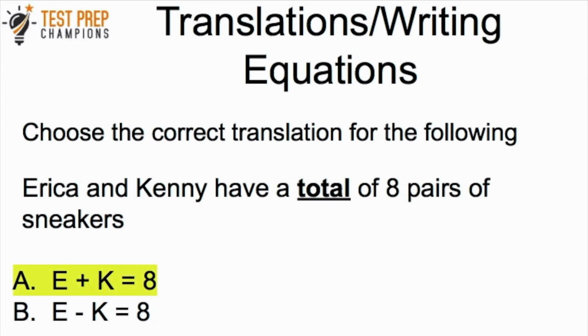So here we would do E plus K equals 8, right? So we're doing total. So here we have to add, right? And so Erica's sneakers plus the amount Kenny has would be E plus K. We're told in total they have 8, so we would say equals 8.